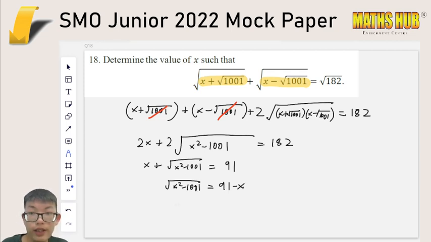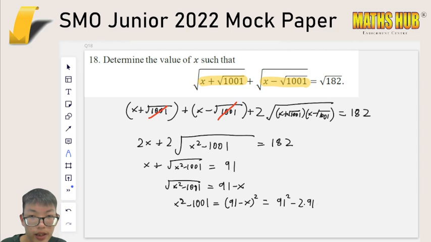So when you square it again, you get x squared minus 1001 equals to 91 minus x squared, which when expanded, you get 91 squared minus 2 times 91x plus x squared. So move things over, you get 2 times 91x equals to 1001 plus 91 squared.